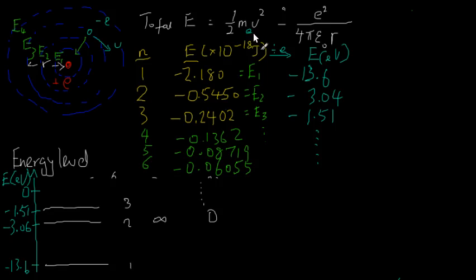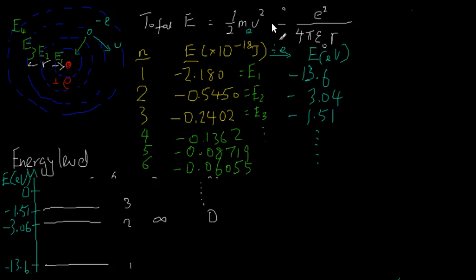Now, I'll show why this is the case in the next video. But anyway, the reason why it goes to 0 at infinity is because for orbits that are further and further away, this attractive potential, which goes as 1 over r, gets smaller and smaller as r gets bigger. And the kinetic energy must always be less than the potential energy. Otherwise, the electron would escape.